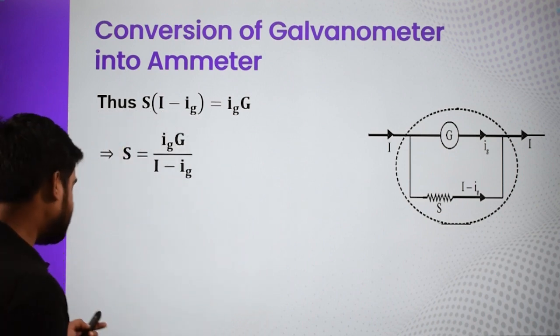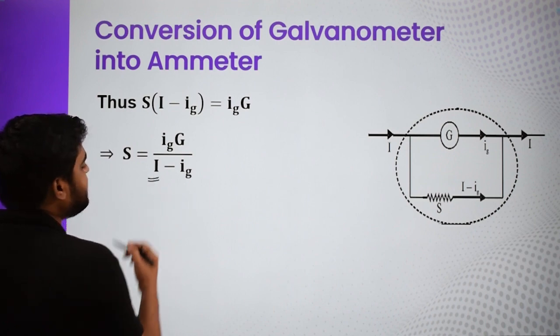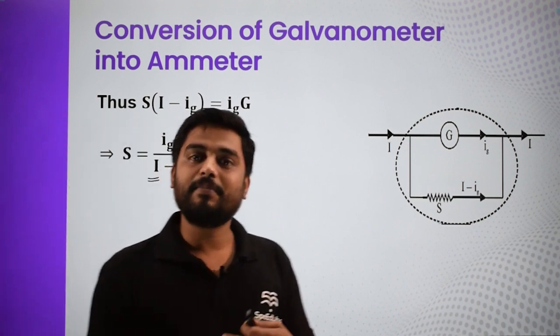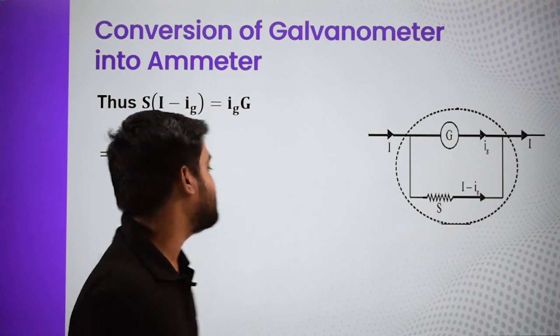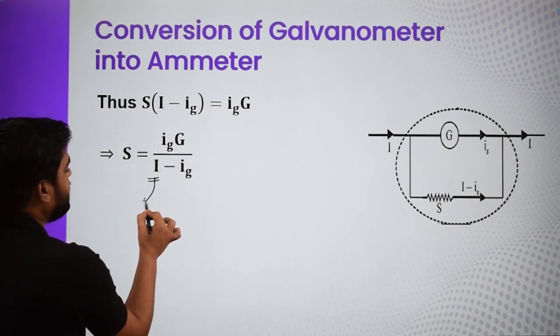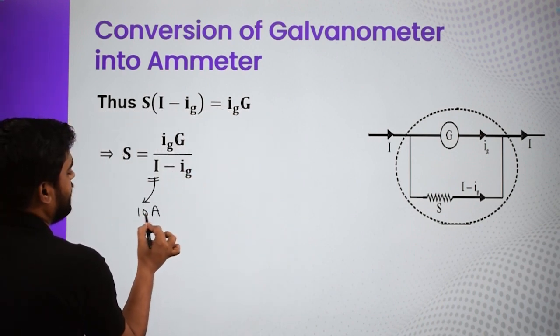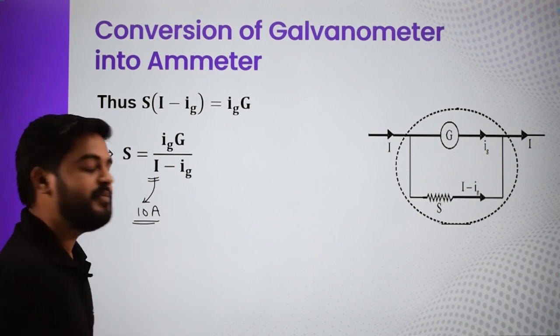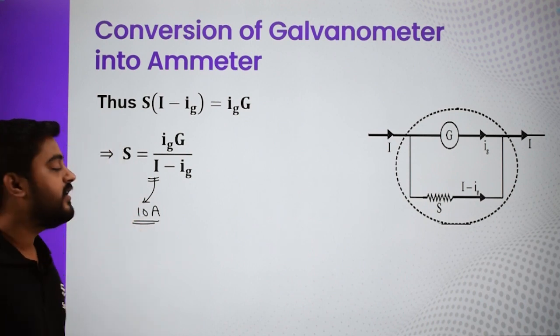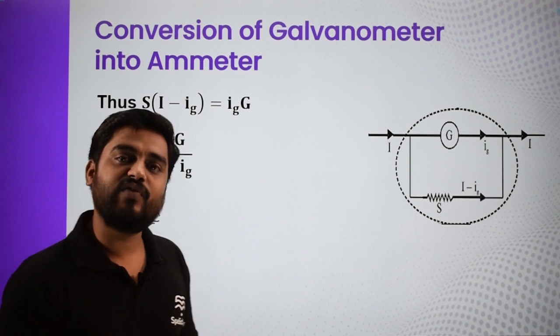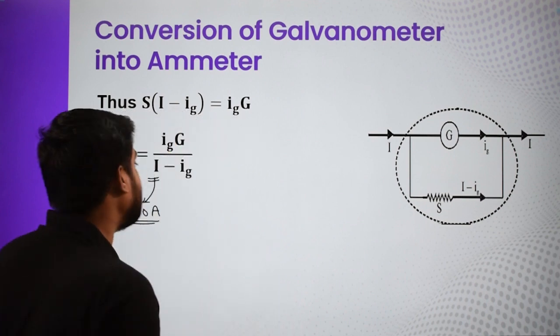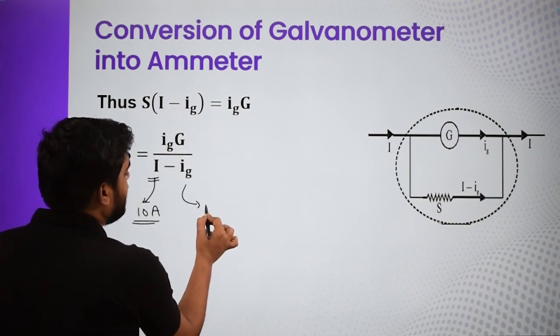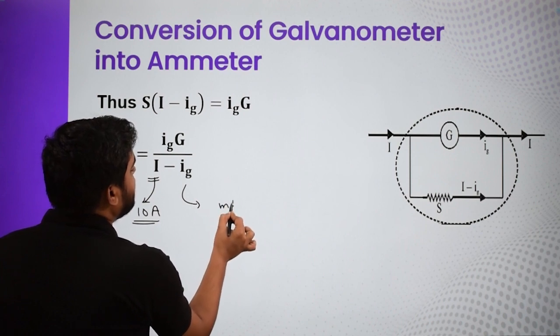So here, what is I? If someone says to make an ammeter which measures 10 ampere, then we want I to be 10 ampere. So the maximum reading of that ammeter will be 10 ampere. And then we are utilizing a galvanometer which has a maximum reading of just, let's say, 5 milliampere.